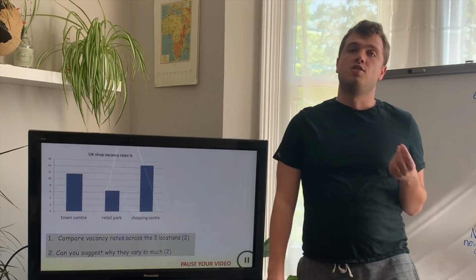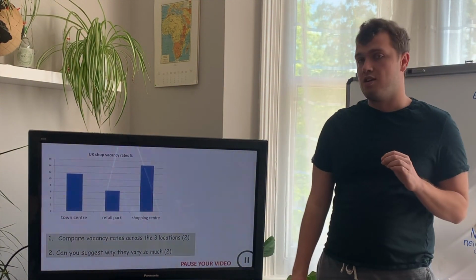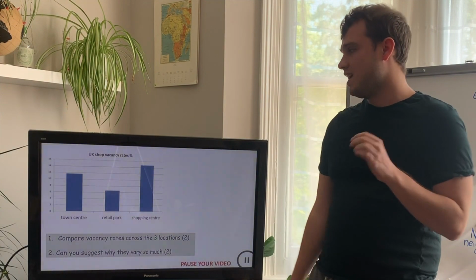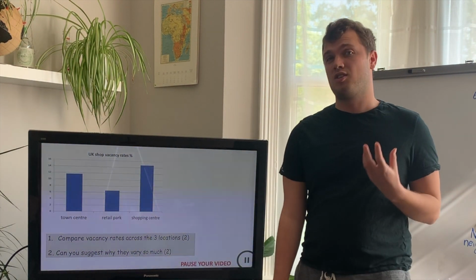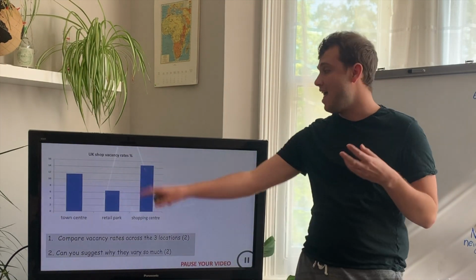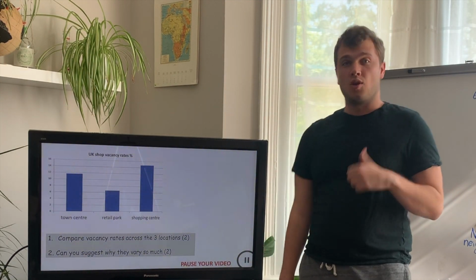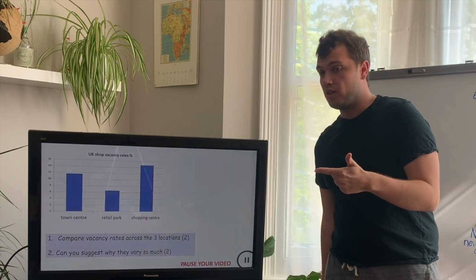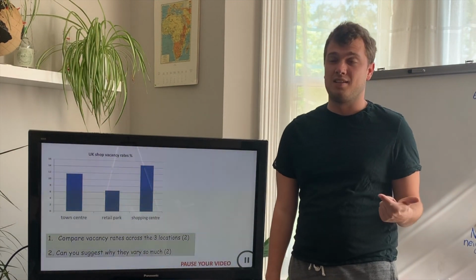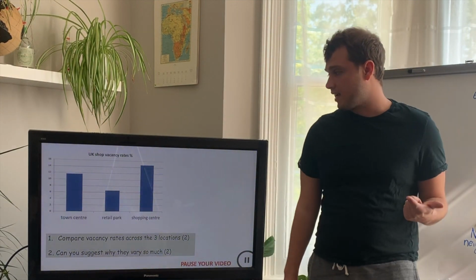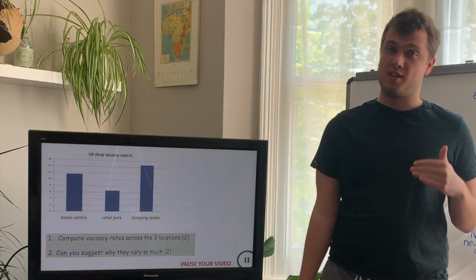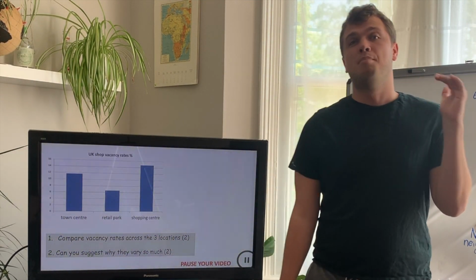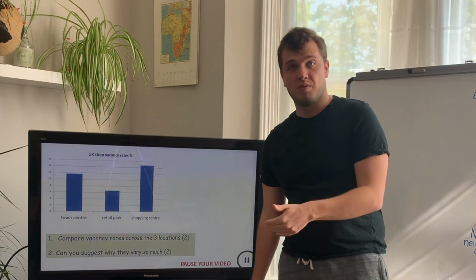So the first thing I'd like you to do is have a go at these 2 questions in your books. So the first question is compare vacancy rates across the 3 locations. So it's basically asking you to describe this graph but compare our 3 different locations. So which has got the highest amount, which has got the lowest amount, and maybe give a bit of data. And then the second question is, can you suggest why they vary so much? So why do you think that those that have got a higher amount of vacancy rates might have a higher amount than the ones with a lower vacancy rate?